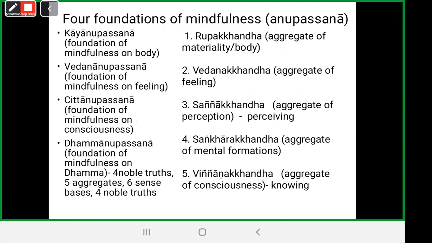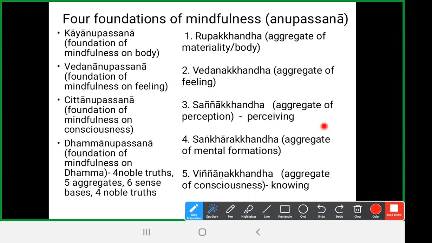Okay, now we come to the four foundations of mindfulness, Anupassana. The first one is Kaya Anupassana. The second one is Vedana Anupassana. Then the Chitta Anupassana and Dhamma Anupassana.